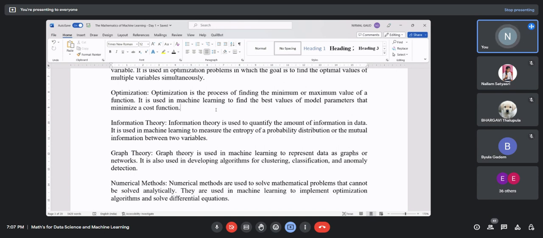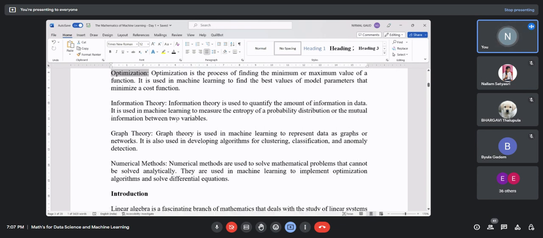Loss is your difference, or that's an error thing. So cost function is an average of all the losses, all the errors. So my task is to minimize the loss, the cost function. So for that reason, I need to perform the optimization. Okay, so it's also very much important.